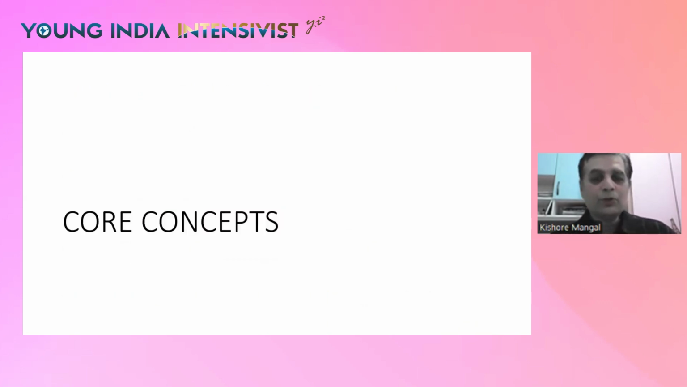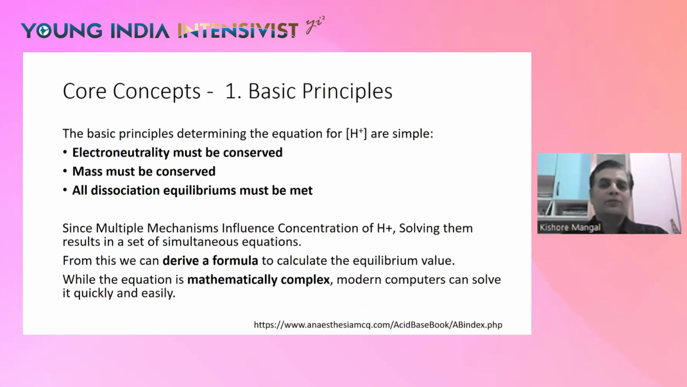So coming to the core concepts of Steward's approach, the basic principles determining the concentration of H plus ion in any body fluid are very simple. First, electroneutrality must be conserved. And it is true for any fluid, whether it is water, plasma, blood, ECF, ICF, any fluid. The electroneutrality will be conserved. That means positive ions and negative ions will be equal in number.